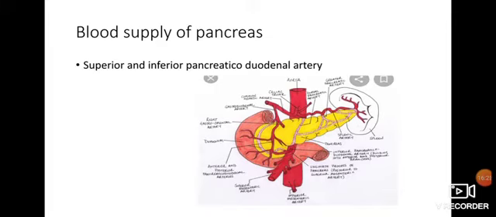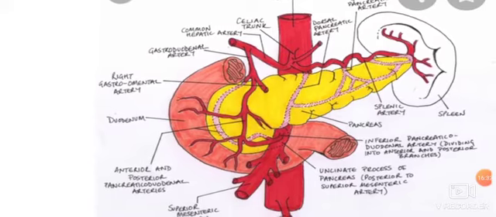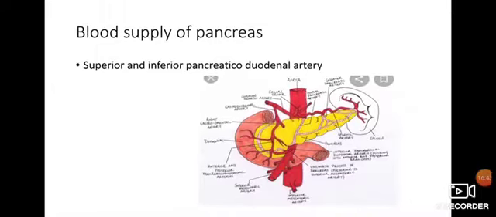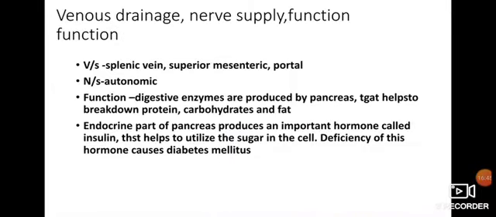Next is the blood supply of the pancreas. It is supplied by the superior and inferior pancreatico-duodenal arteries. This is the superior pancreatico-duodenal artery. This is the inferior pancreatico-duodenal artery, and both anastomose here. This is supplying the whole pancreas. Regarding the venous drainage, it is done by the veins present behind the pancreas, that is the splenic vein, superior mesenteric vein and portal vein. The nerve supply is autonomic.